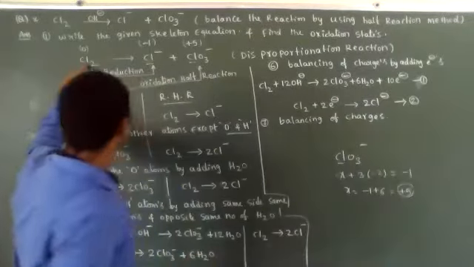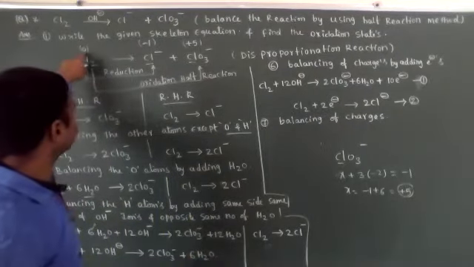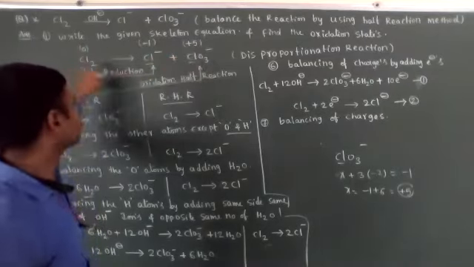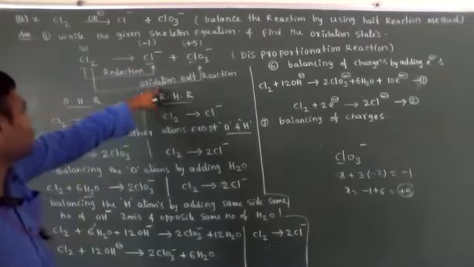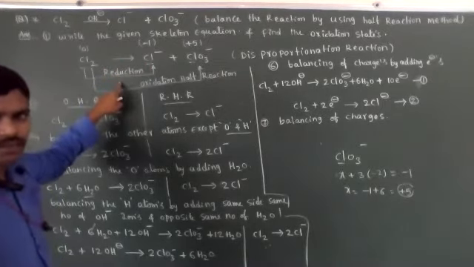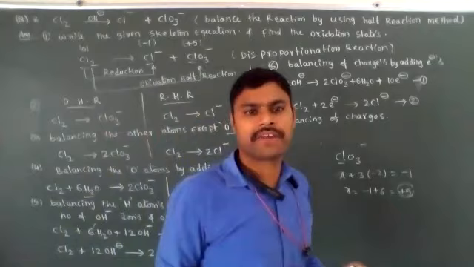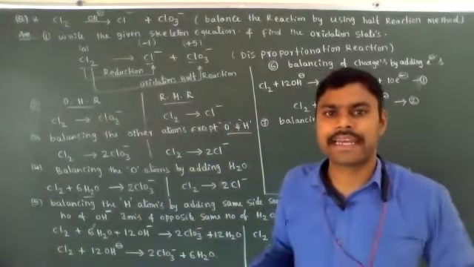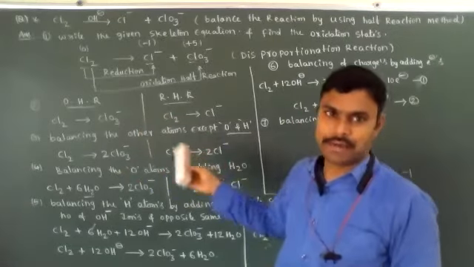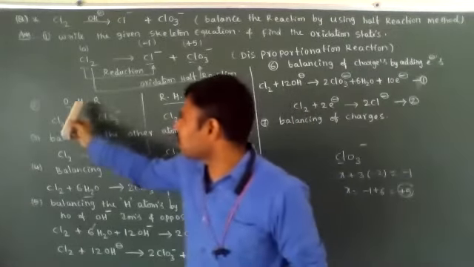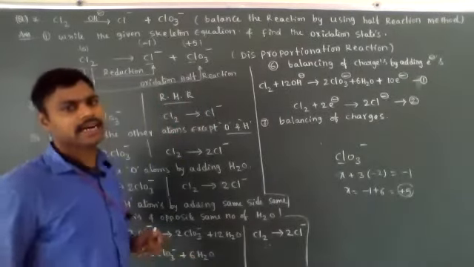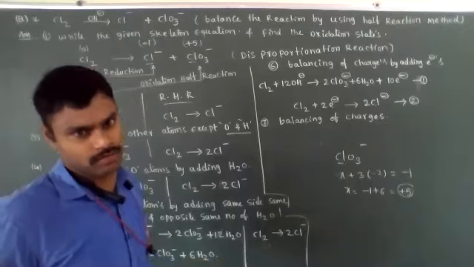Okay, see, in Cl2 the oxidation state is 0. 0 is converted into minus 1 as well as 0 is converted into plus 5. 0 converted into plus 5 is the oxidation half reaction. Cl2 converted into Cl minus is the reduction half reaction. So after identifying the oxidation and reduction half reactions, immediately what do we have to do? We have to separate out the oxidation half reaction and the reduction half reaction. Separately we need to write them, one on the left side and one on the right side, or one by one also we can write, no problem.